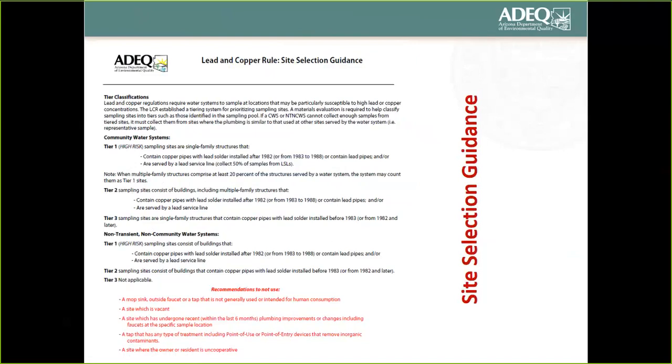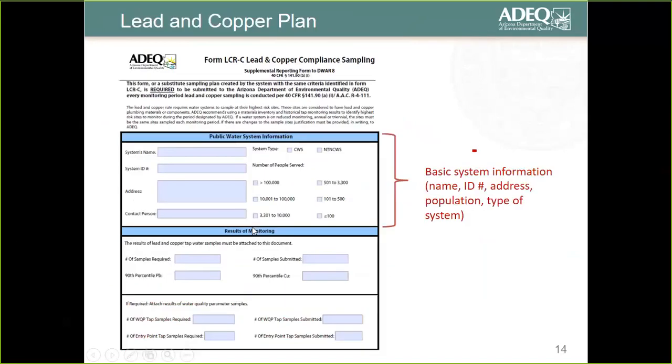Sometimes with homes built after the lead ban in 1986, these homes are less likely to have lead solder. So in those cases where you don't have any available tiered sampling sites, you can use representative sites throughout your distribution system.